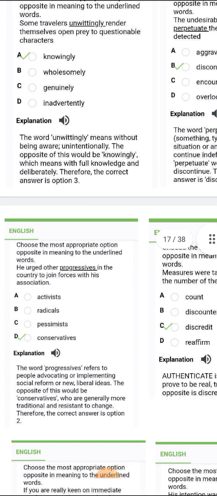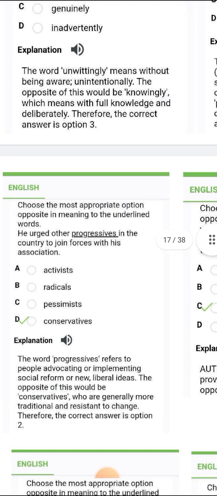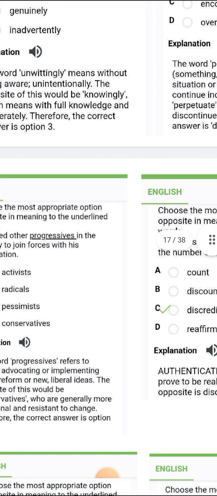All right. So now the next one is progressive. So the opposite of progressive is conservative. The word progressive refers to people advocating or implementing social reform or new liberal ideas. The opposite of this would be conservative, who are generally more traditional and resistant to change. Therefore, the correct answer is option D.